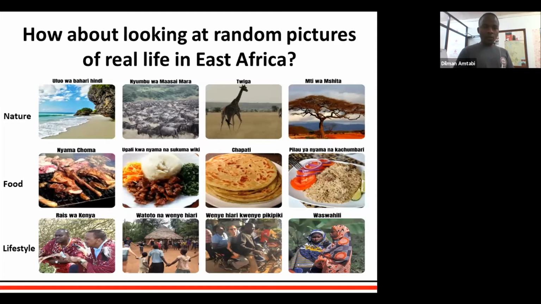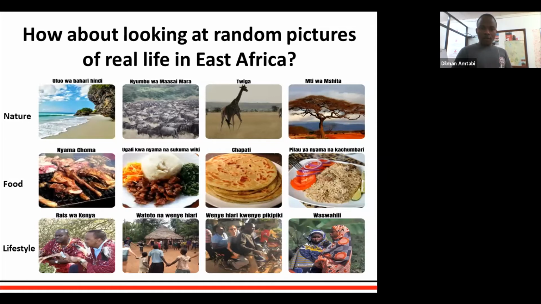In Swahili we call it ufuo wa bahari. Because in East Africa the ocean is the Indian Ocean, that's why we say ufuo wa bahari Hindi. So ufuo is the beach, bahari is the ocean, and Hindi is the Indian. So the Indian Ocean.